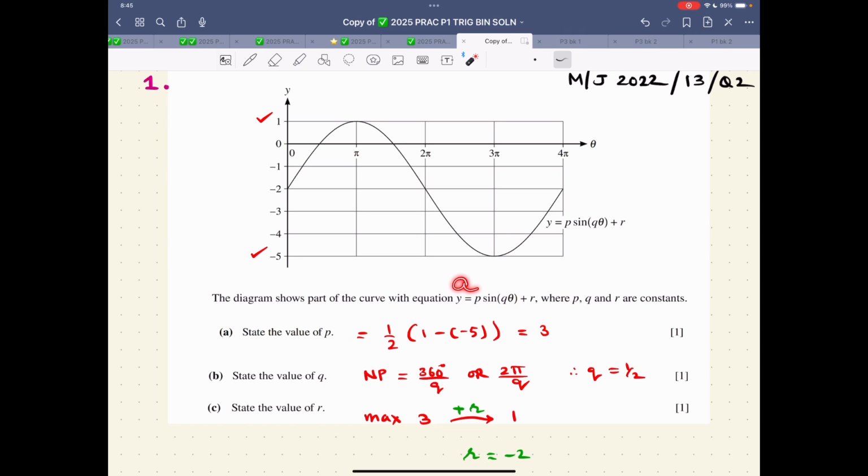So now it's good seeing that there are other alphabets in the English language besides A, B and C, and they have used P, Q and R, where P, Q and R are constants. State the value of P, the value of Q, the value of R, each one for 1 mark.